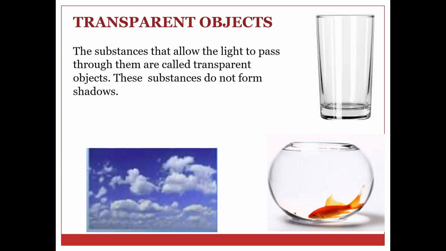The fish in the fish bowl, we are able to see it though water is present in the bowl because water is transparent. It allows light to pass through it. We are able to see all the things around us though air is present everywhere because air also is transparent.